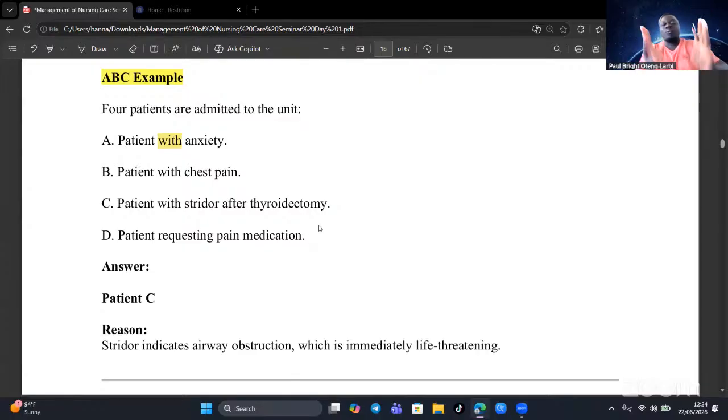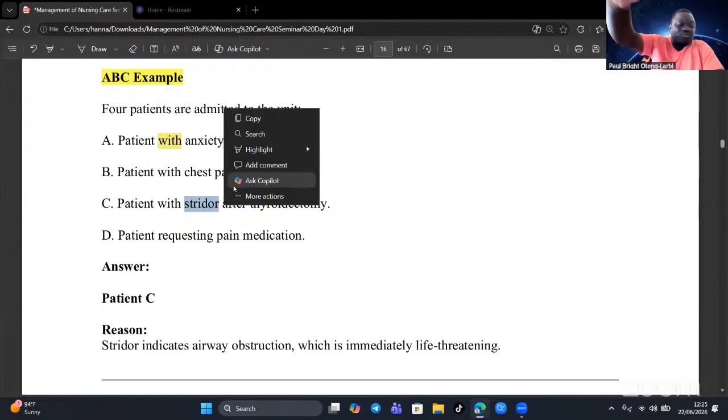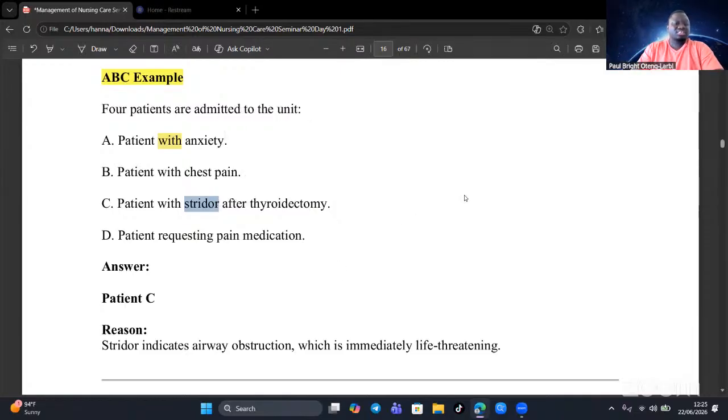They have given you these 4 patients. Which one should you see first? This question is being lenient with you. If you apply the ABCD bundle, you realize that stridor tells you about airway obstruction, and the obstruction is in the upper airway. This is an emergency because airway should be prioritized.